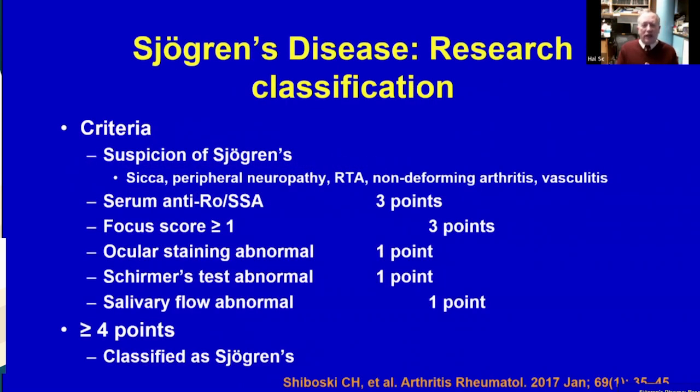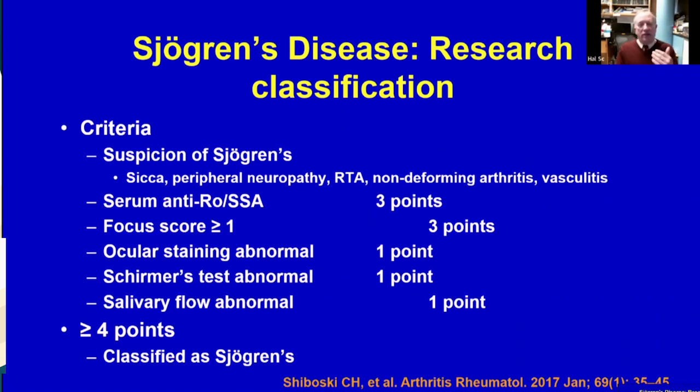But classification of Sjogren's for research purposes is different than diagnosis. The newest criteria were published simultaneously in the Annals of the Rheumatic Diseases and Arthritis and Rheumatology. You have to have the suspicion of Sjogren's somehow to get in the system. You have sicca, peripheral neuropathy, RTA, arthritis, something's going on.